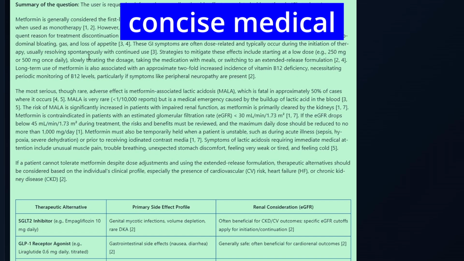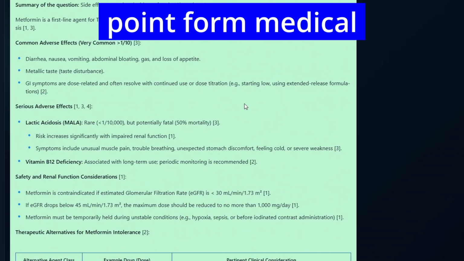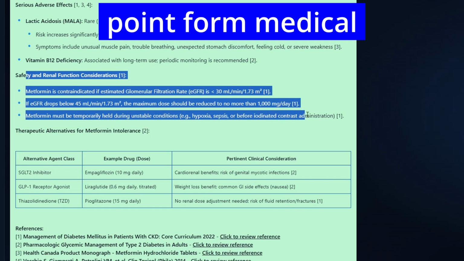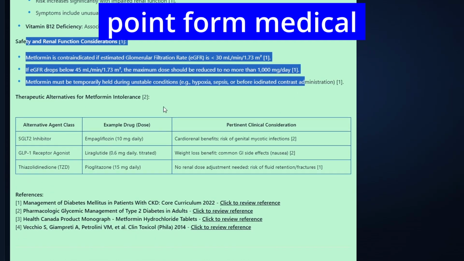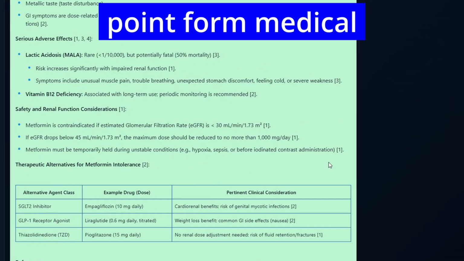Now, if we look at Concise Medical, you can see it'll still talk about the different common adverse effects, as well as more severe, less common adverse effects, as well as therapeutic alternatives. Thirdly, if we go to Point Form Medical mode, you can see that these answers are organized in point form. Common adverse effects, serious adverse effects, any special safety considerations, as well as therapeutic alternatives. But the answers are more brief and more concise.